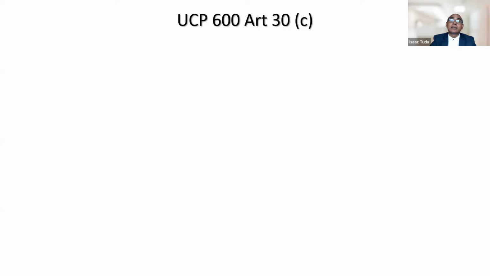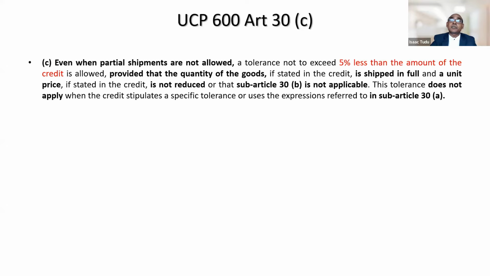So UCP Article 30C says even when partial shipments are not allowed, a tolerance not to exceed 5% less than the amount of the credit is allowed, provided that the quantity of the goods, if stated in the credit, is shipped in full and a unit price, if stated in the credit, is not reduced, or that sub-article 30B is not applicable. This tolerance does not apply when the credit stipulates a specific tolerance or uses the expression referred to in sub-article 30A. So we can see here that there are a lot of preconditions before we apply UCP Article 30C.